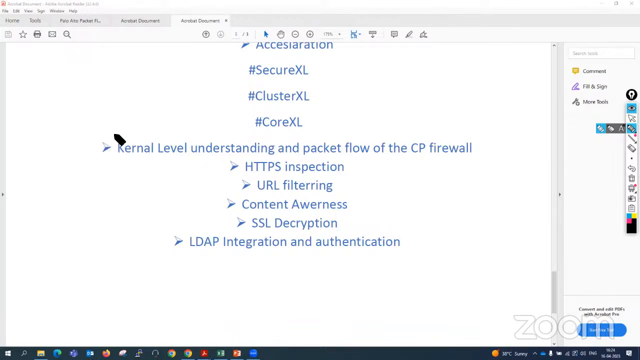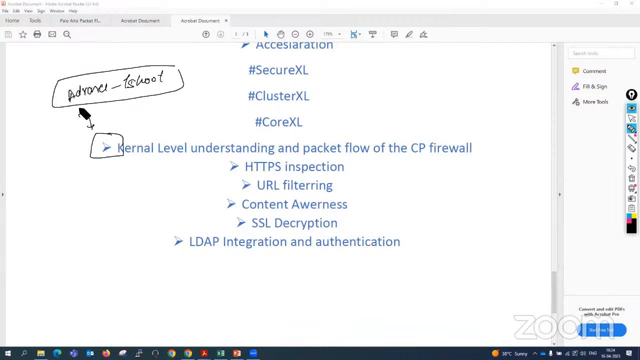Similarly, when we discuss this particular topic, we will be having some advanced troubleshooting, right? For example, TCP dump. In which particular case should you run this TCP dump, and what information should you look for? In which particular scenario should you go for FW monitor, right? And what information should you look for inside the FW monitor.